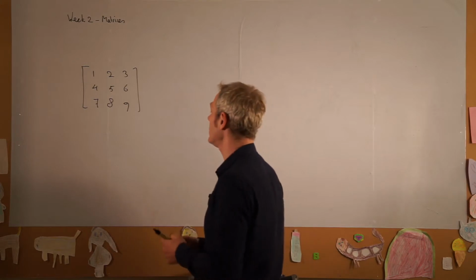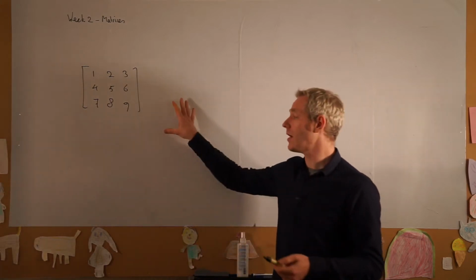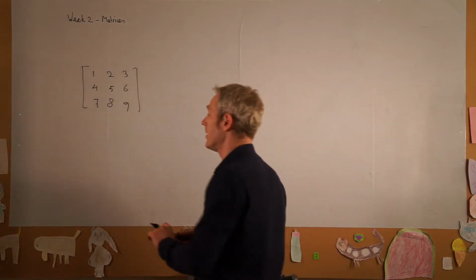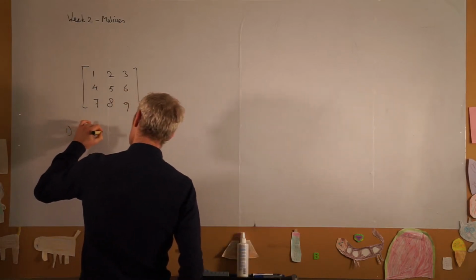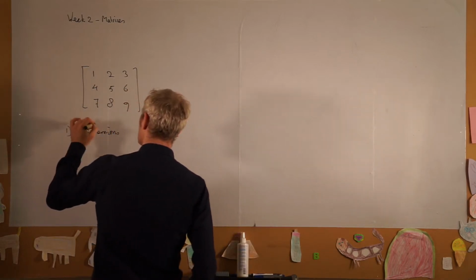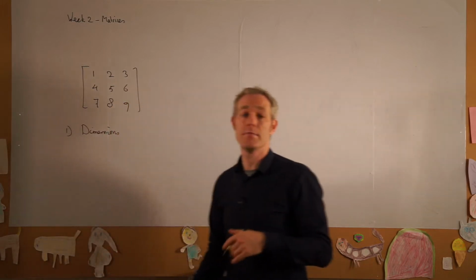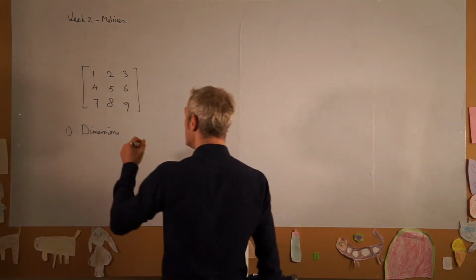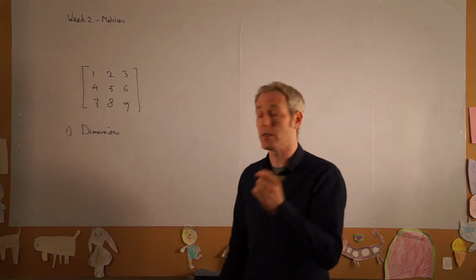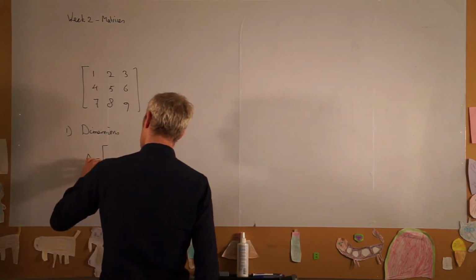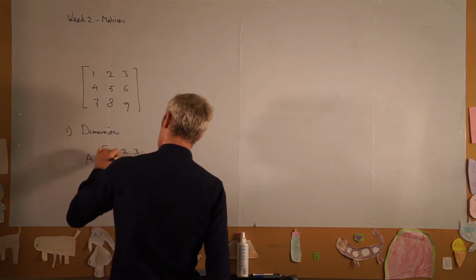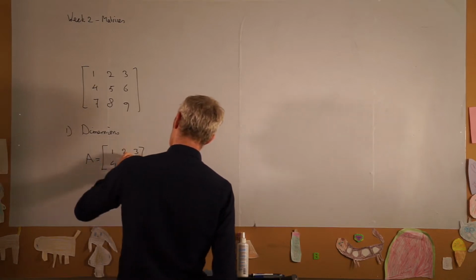So now we know that it is a block of numbers. What kind of properties does it have? Well, first is the dimension, or actually the dimensions of a matrix. For some reason we always choose the letter A. Let's say we take this matrix 1, 2, 3, 4, 5, 6.